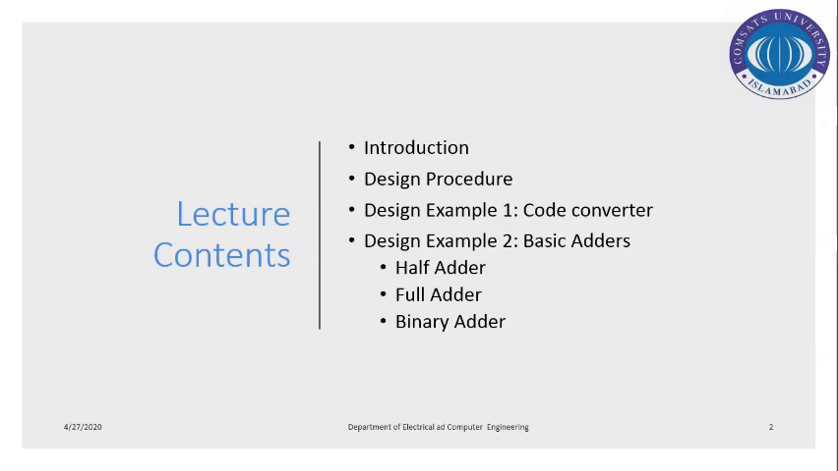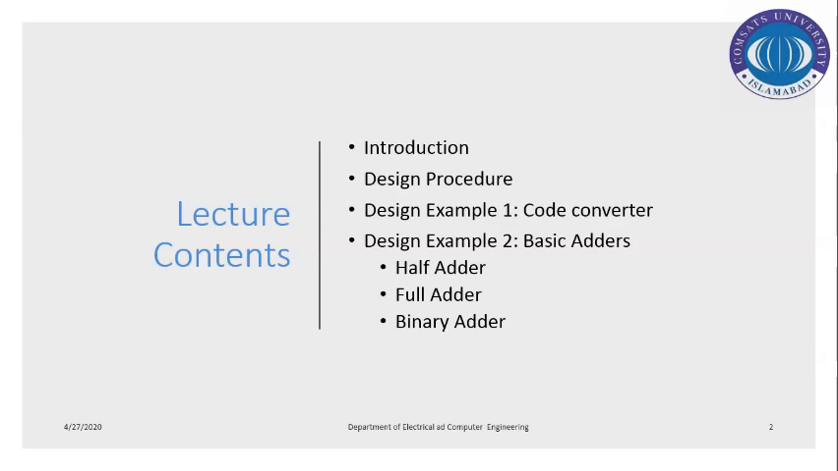We'll start with two design examples. The first one is the code converter, in which we will learn how to convert a BCD code, that is the binary coded decimal system. The converter accepts a BCD number at its input and converts it into the excess-3 code. So we're going to follow all the design procedures which are required to convert the BCD number into the excess-3 code.